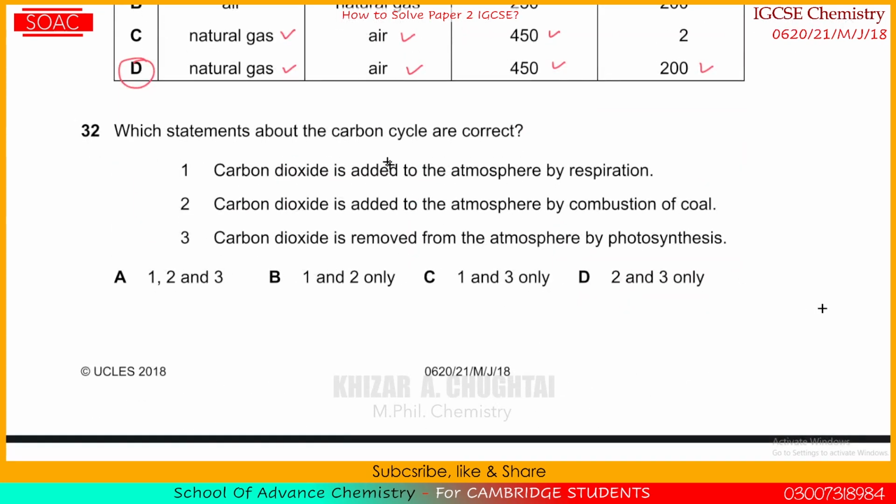Which statements about the carbon cycle are correct? Carbon dioxide is added to the atmosphere by respiration. Yes, it is correct. Carbon dioxide is added to the atmosphere by the combustion of coal. Again, correct. Carbon dioxide is removed from the atmosphere by photosynthesis. Yes, it is correct. All correct. A is the correct option.